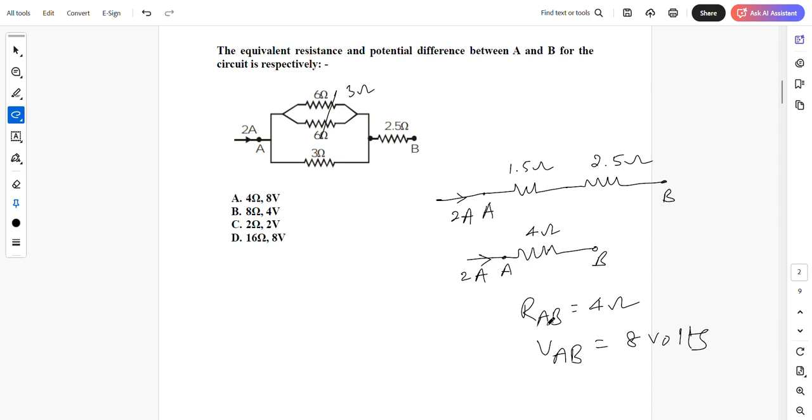So the equivalent resistance is 4 ohm and the voltage between A and B is 8 volts. The first option is the right answer. The equivalent resistance we are getting is 4 ohm, and the potential difference between A and B is 8 volts.